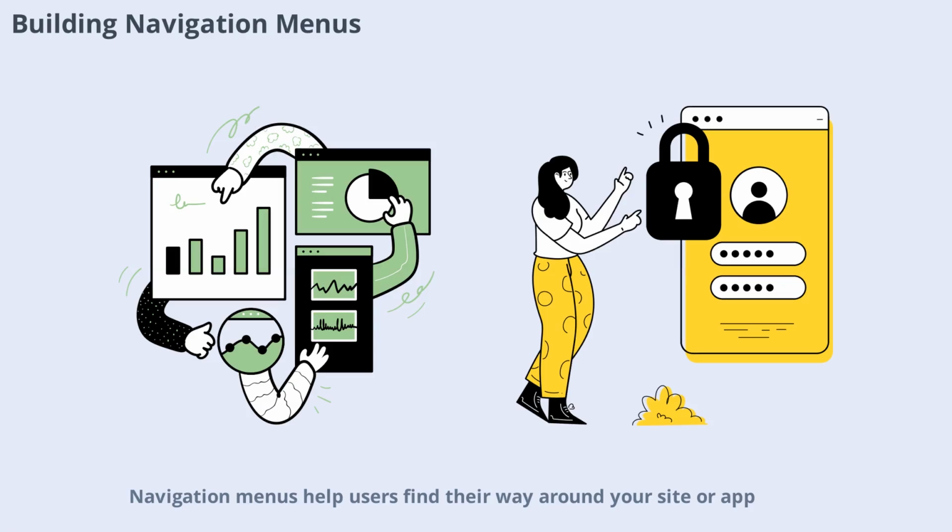Navigation menus help users find their way around your site or app. Keep menus simple and organized with clear labels for each section. Consider using drop-downs for larger sites. Good navigation improves user experience and keeps visitors engaged. Test your menus on different devices to ensure they work smoothly everywhere.